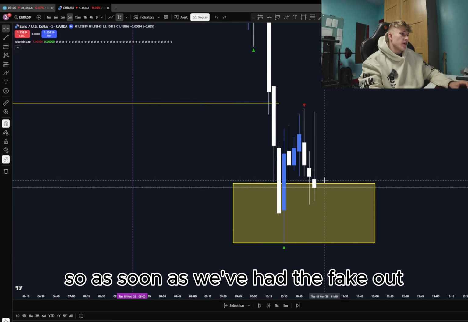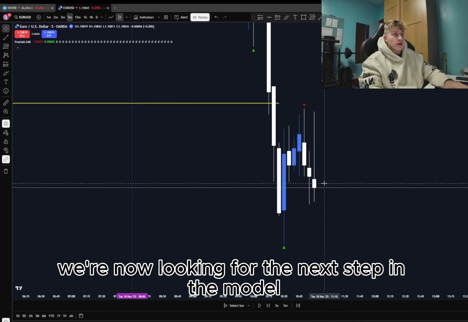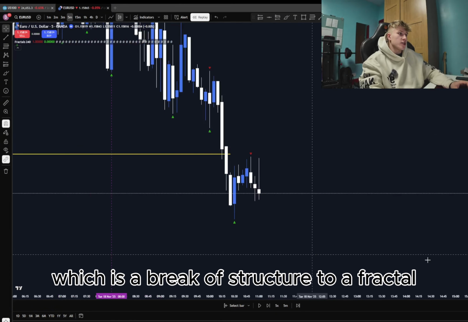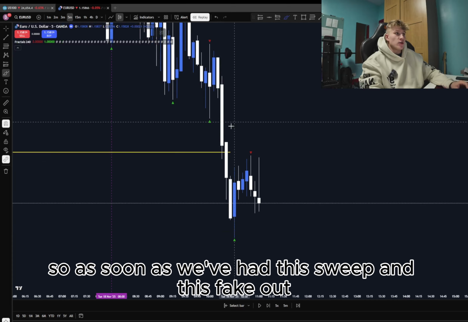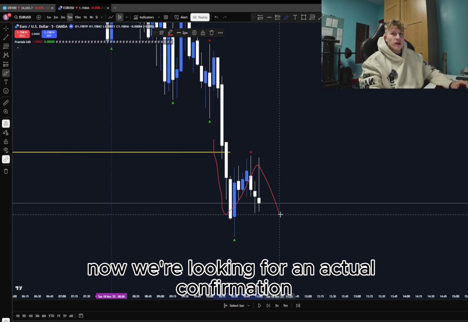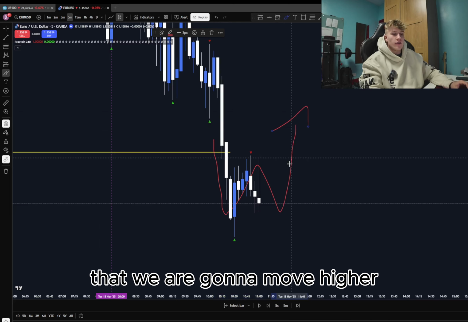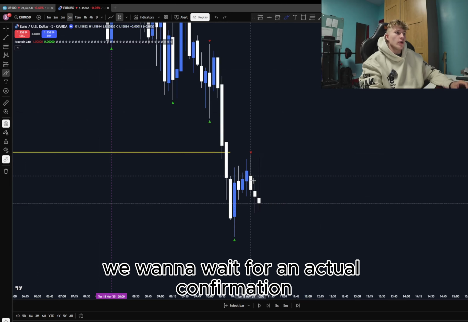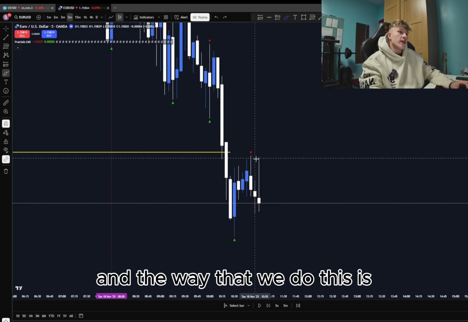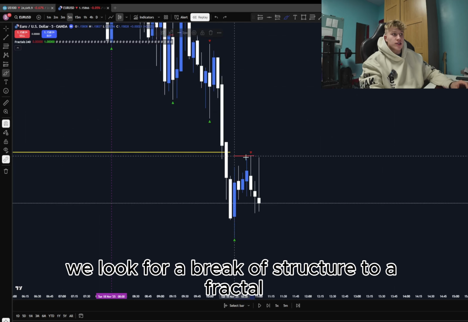So as soon as we've had the fake out, we're now looking for the next step in the model, which is a break of structure to a fractal. As soon as we've had this sweep and this fake out, now we're looking for an actual confirmation that we are going to move higher. We don't just want to enter off the fake out. We want to wait for an actual confirmation. And the way that we do this is we look for a break of structure to a fractal.